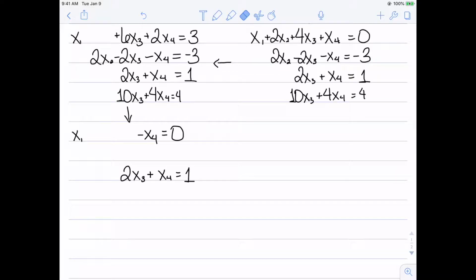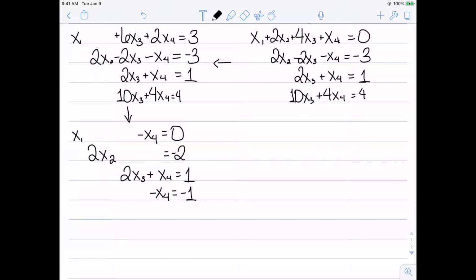For the second equation, I'm just going to add the second and third equations. When I do that, the x3s and the x4s cancel. I'm left with 2x2 equal to negative 2. I'll then multiply the third equation by negative 5 and add it to the fourth equation. When I do, I get negative x4 equal to negative 1.